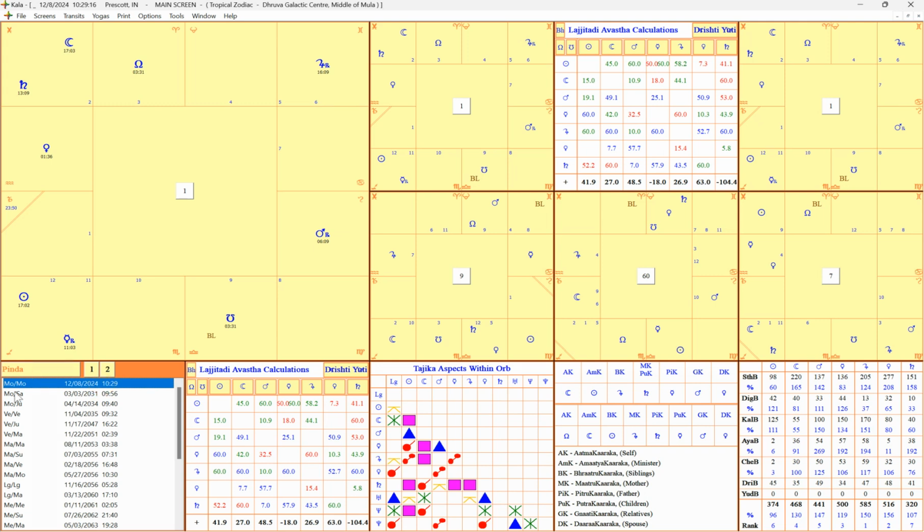All right, so in this calculation, to calculate the dasha lengths and the dasha order, what houses the planets are in makes a difference.